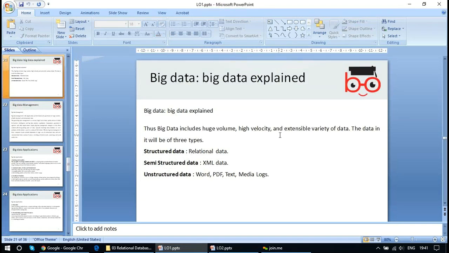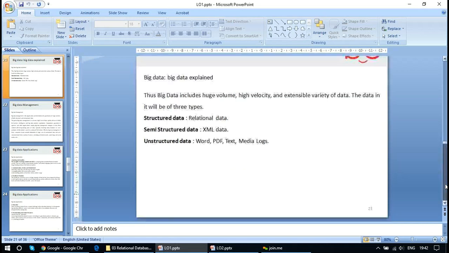Big data includes huge volume, high velocity, and extensible variety of data, and the data will be in three types: structured data, semi-structured data, and unstructured data: Word, PDF, text, media, logs. So big data can deal with normal relational databases as well as XML, and it can also deal with Word, PDF, text, and media logs.